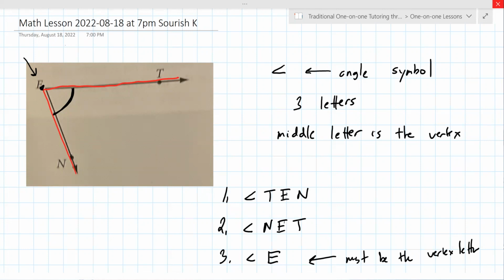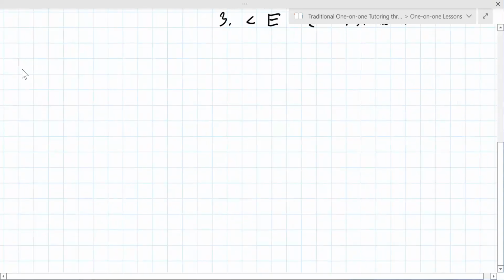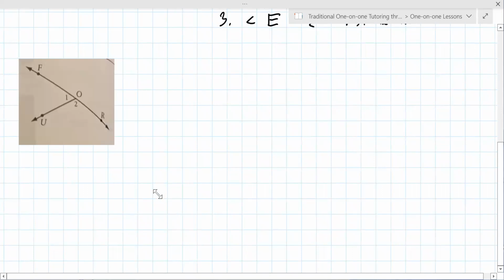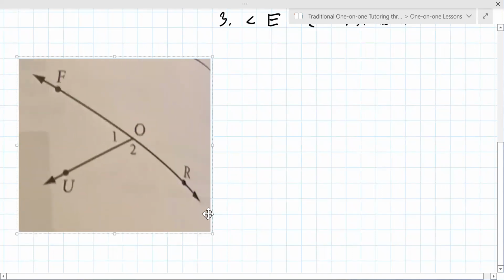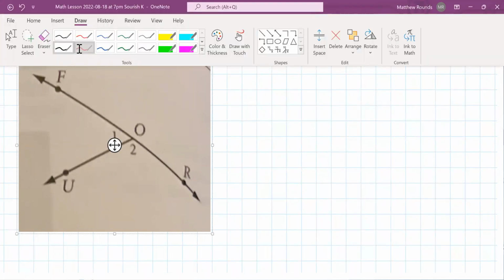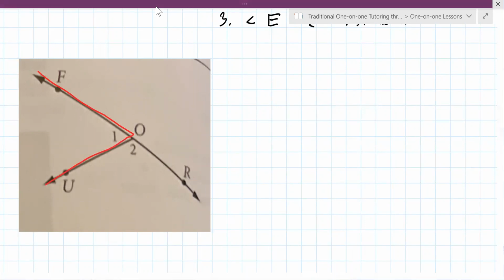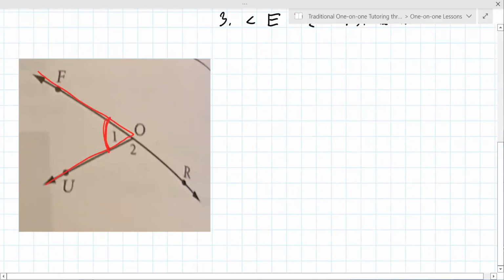Okay, so now let me actually grab this. I didn't realize it was another figure, but I'm going to grab it here. So I'm going to do the same thing down here. All right, so the first angle we're going to look at is angle 1. I want you to visualize just this angle here, angle 1. And there are three ways to refer to this angle right here.